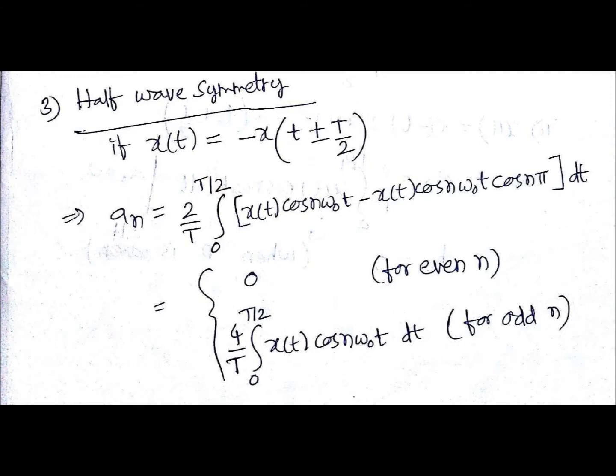Still it is going to get simplified compared with even, right? Because if you see even symmetry, there you have an, a naught, and bn is 0. Here in the case of half wave symmetry, an is there but only for odd values of n. In the case of even symmetry, it is there for all values of n, but here it is there only for odd values of n. So in this you can include a naught also.